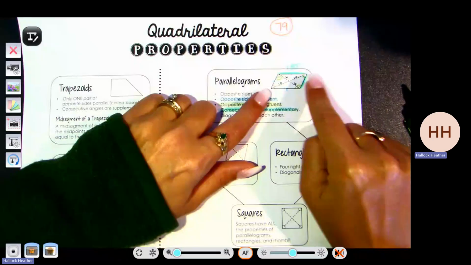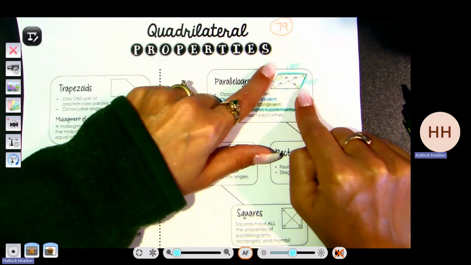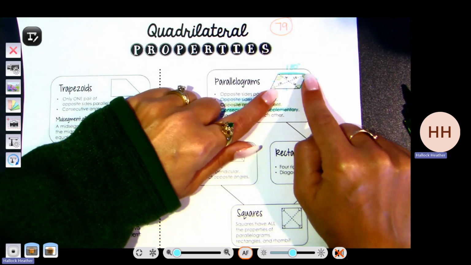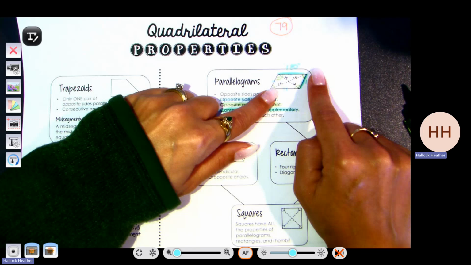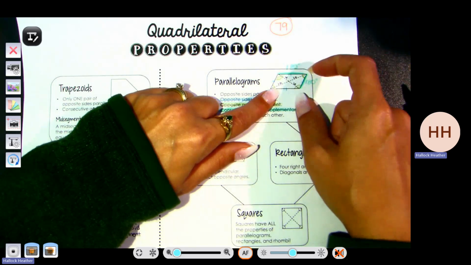Congruent. Opposite angles are congruent to each other. The diagonals are not necessarily congruent in a parallelogram. They're different sizes, but they do bisect each other. And then same side angles add to make 180.